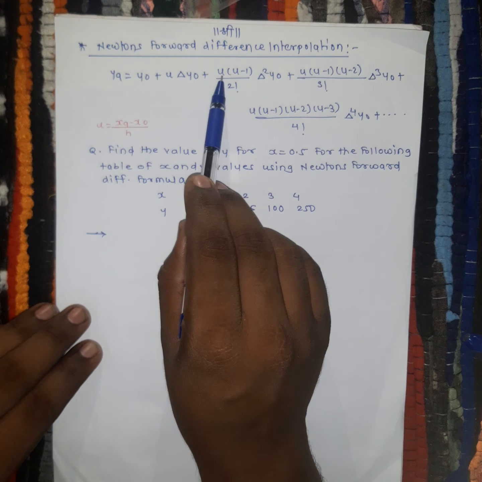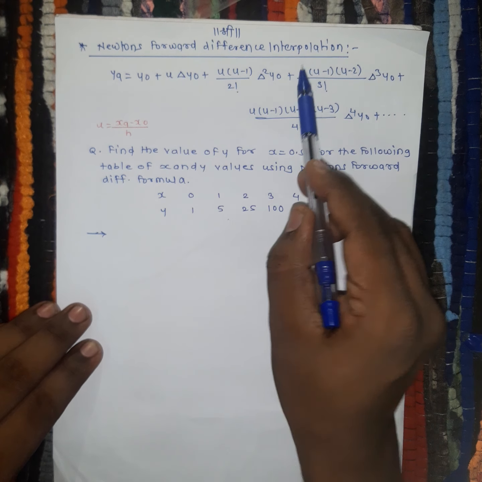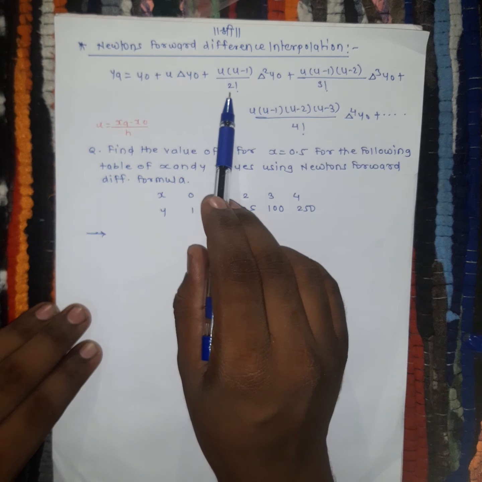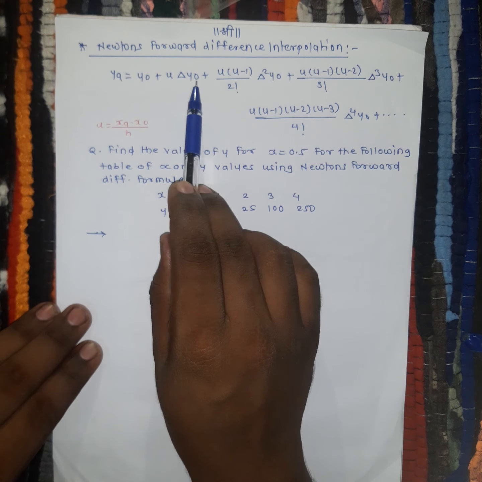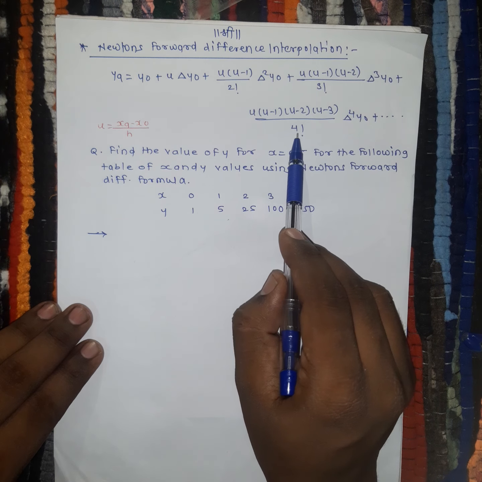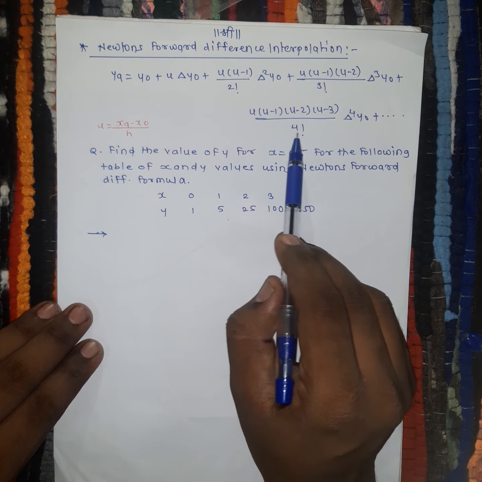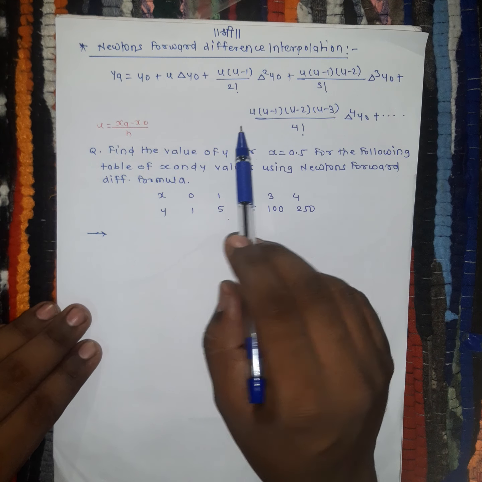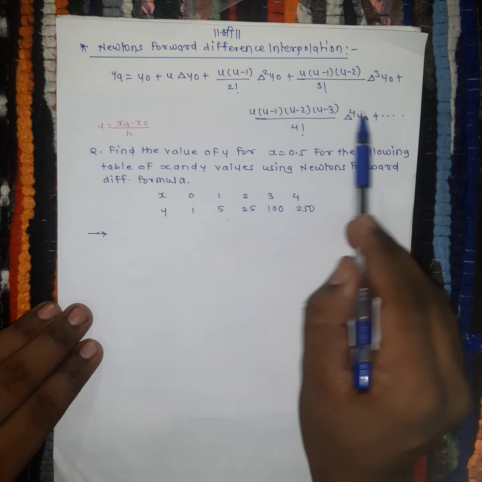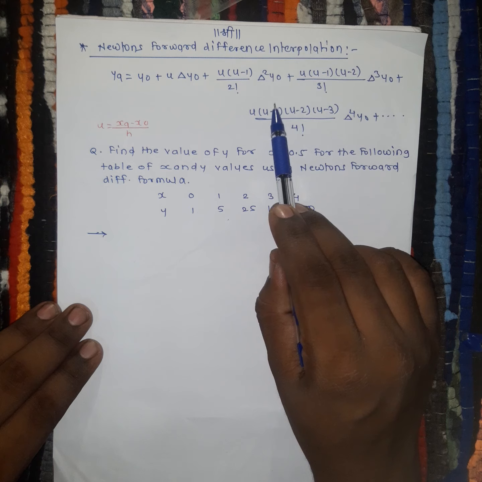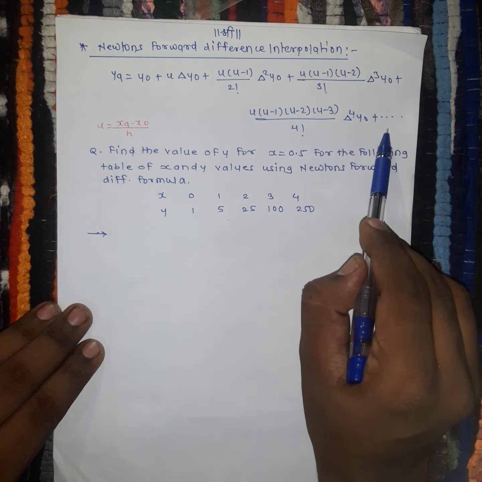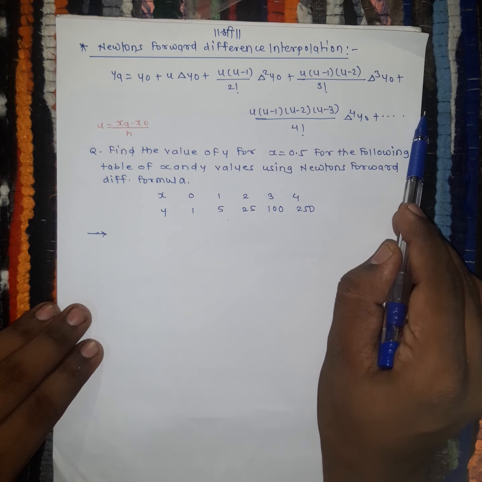So in the next stage u into u minus 1 is there, then u into u minus 1 into u minus 2. In the denominator, here 1 factorial is there, here 2 factorial, here 3 factorial, and here 4 factorial. So you can remember this formula by this simple trick. Now suppose a problem demands the fifth power, then what will be the next term? The next term will be u, u minus 1, u minus 2, u minus 3, and u minus 4 upon 5 factorial, into delta raised to 5 y naught.